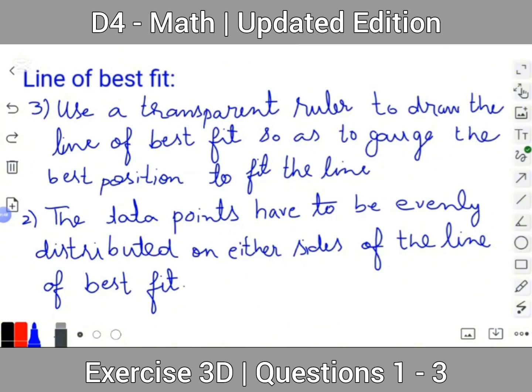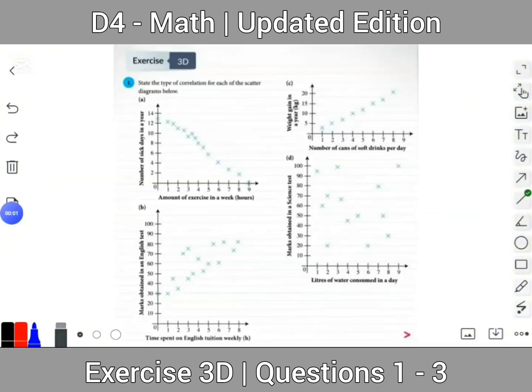And one more thing we have to remember: the jagged lines near the origin are used to indicate a broken scale. They are used when values close to 0 are not required. Now in exercise 3D's question 1, state the type of correlation for each of the scatter diagrams below.